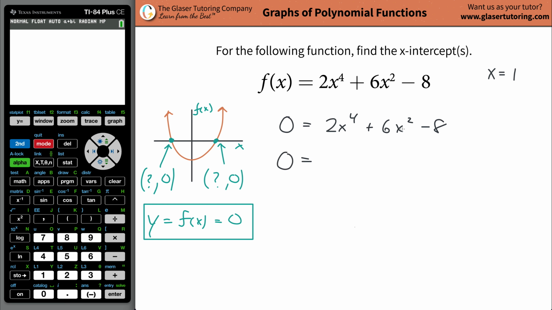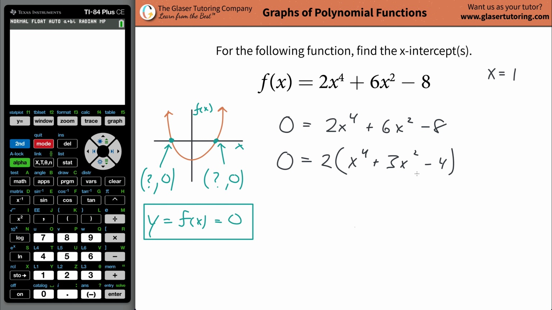So what I realize is that I have a common term of 2 in each. So I'm just going to pull that term out, okay? Let me pull the 2 out. So this would just be x to the fourth then, plus 3x squared minus 4, okay?